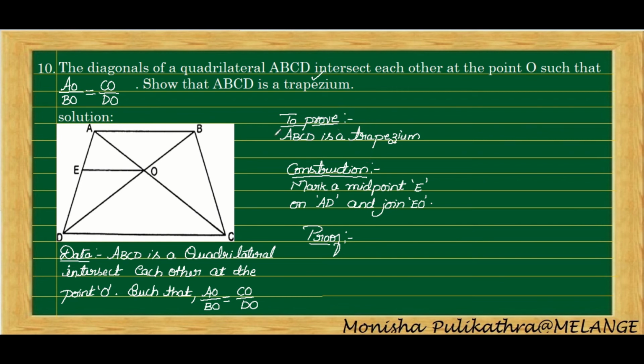In order to prove it, we need to do a little construction. The construction is: mark a point E on AD and join it with O. Okay, mark a point E on AD and join EO. So O is the intersecting point of the two diagonals. Going to the proof section, here again two triangles will form. Here is one triangle and another one is this triangle.